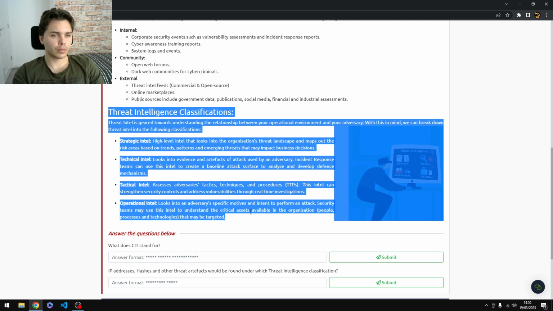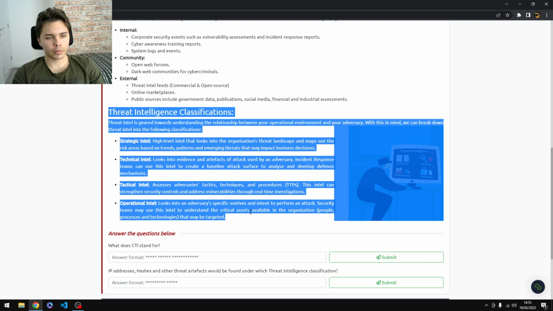Threat intelligence classifications. Threat intel is geared towards understanding the relationship between your operational environment and your adversary. With this in mind, we can break down threat intel into the following classifications. Strategic intel: high-level intel that looks into the organization's threat landscape and maps out the risk areas based on trends, patterns and emerging threats that may impact business decisions. Technical intel: looks into evidence and artifacts of attack used by an adversary. Incident response teams can use this intel to create a baseline attack surface to analyze and develop defense mechanisms.